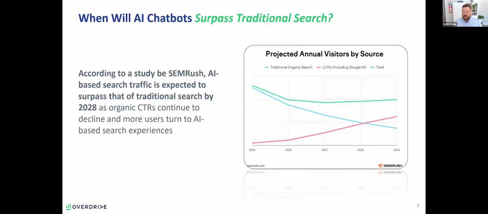And according to this study by SEMrush, AI-based search traffic is expected to surpass that of traditional search by 2028 as organic CTRs continue to decline and more users turn to AI-based search experiences. So ultimately, that means we have 2 years until the current state of things are basically inverse, and there are more users using AI-based experiences than there are users using traditional search. And obviously, that is going to take a big shift in strategy in order to keep up with that level of change.